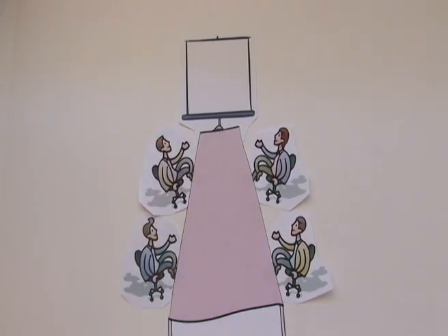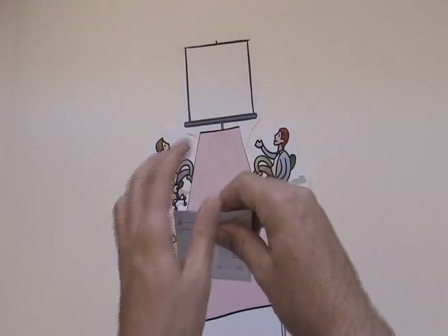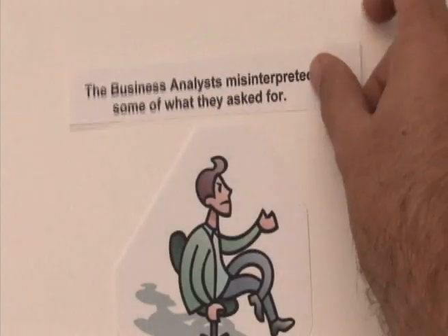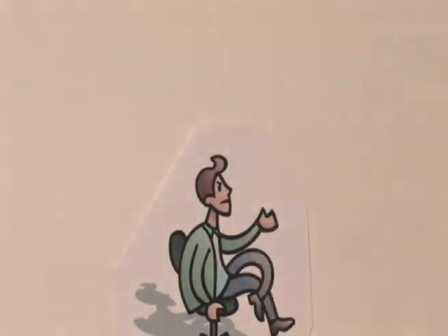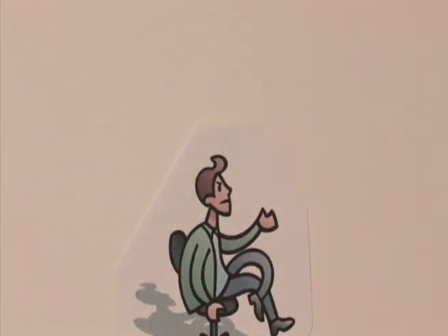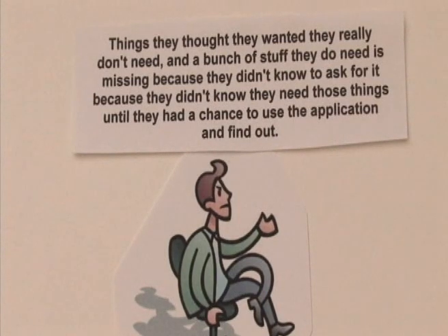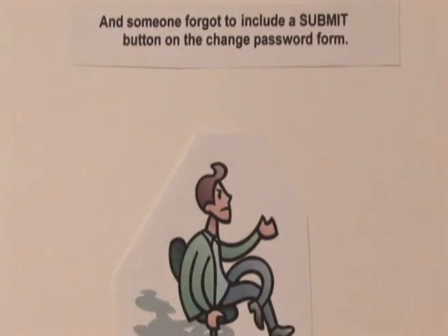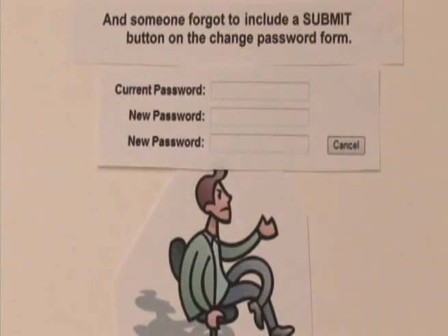So they take their newly built app back to the users to see what they think. And guess what? They hate it. Why? Because the business analyst misinterpreted some of what they asked for. The IT department misinterpreted some of what the business analyst asked for. Things they thought they wanted they really don't need, and a bunch of stuff they do need is missing because they didn't know to ask for it, because they didn't know they'd need those things until they had a chance to use the application and find out. And by the way, someone forgot to include a submit button on the change password form.